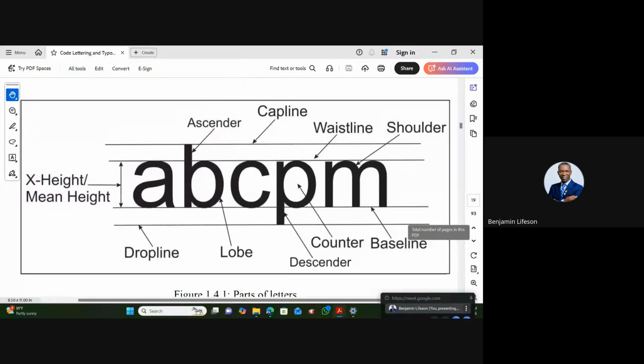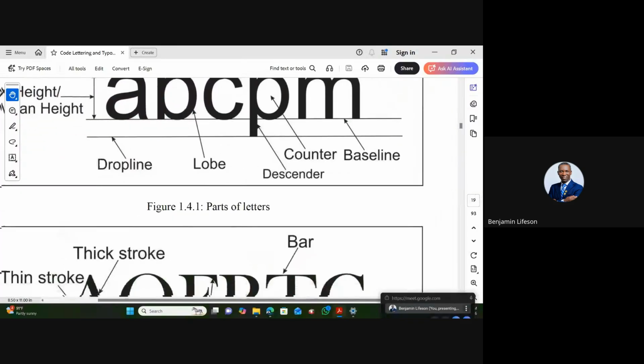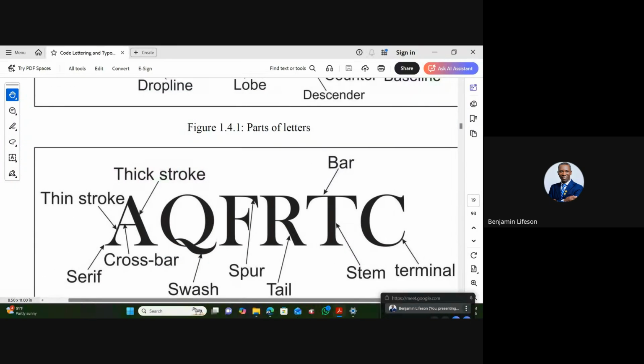So we were looking at what shoulder means, so we can see shoulder over here. We can see counter, that is the open area. It can be closed or enclosed. Then we look at the loop. Then we also look at the thick and the thin stroke.